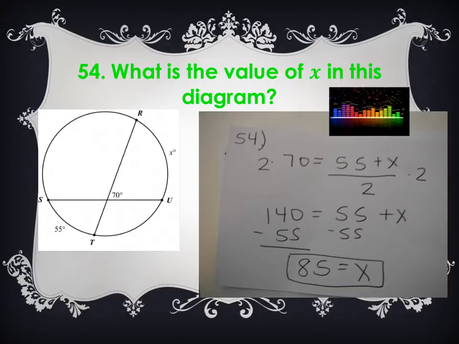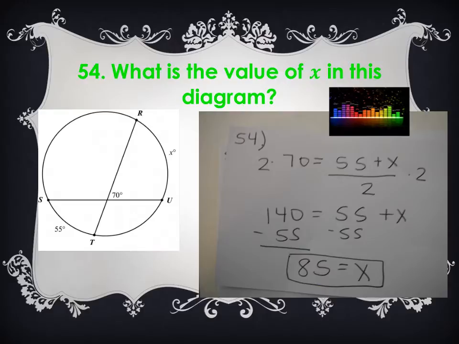In this problem, you were given an angle that is inside the circle and you were looking for one of the arcs. You will use the formula angle equals arc plus arc over 2. You were given the angle measure, so you get 70 degrees equals one of the arcs, which is 55, plus the other arc, which is x, over 2.